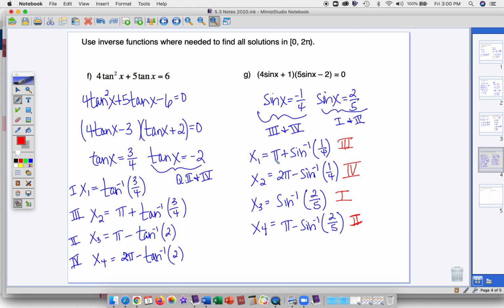In other words, for this one in quadrant 3, I could say pi minus the sine inverse of negative 4. The sine inverse of negative 4 is going to be a negative reference angle. And if I subtract the negative reference angle, it's the same as adding to pi. So there's a lot of different ways that these can be written out, but I find it easiest to work with the positive reference angle.